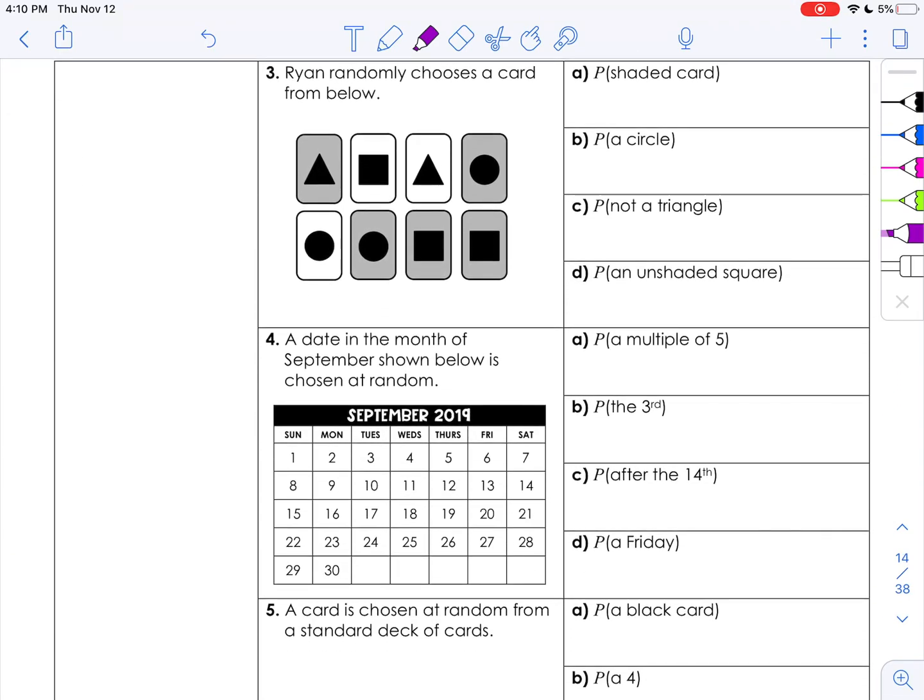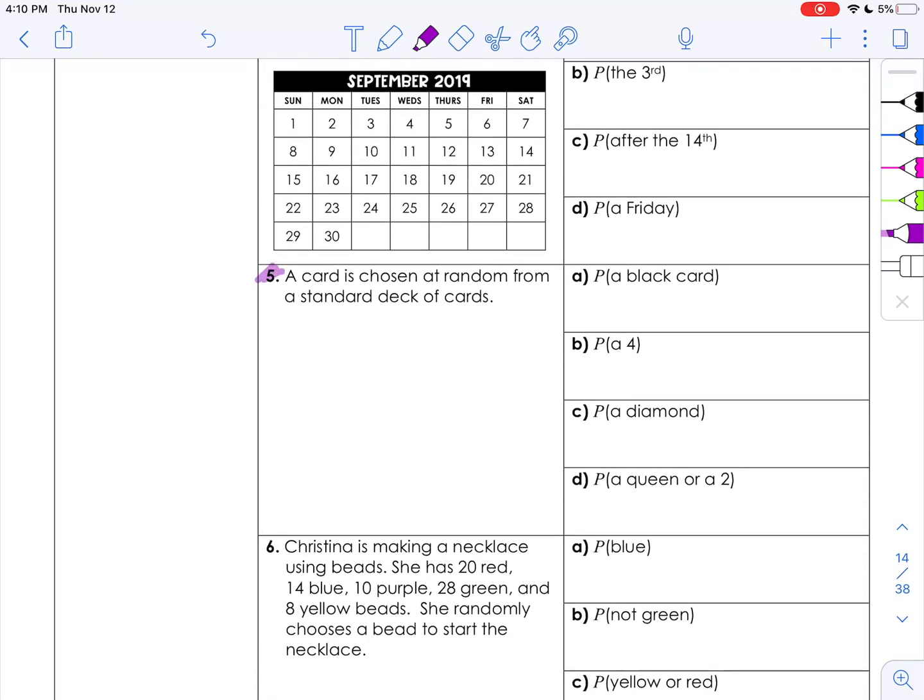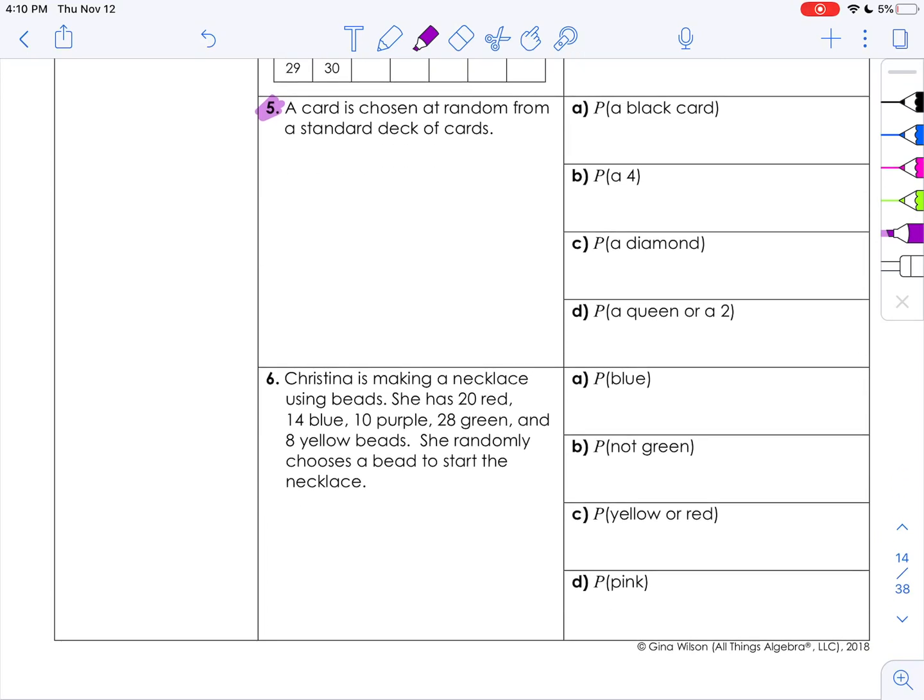Go ahead and highlight C and D, and then highlight number 3, 4, 5, and 6.